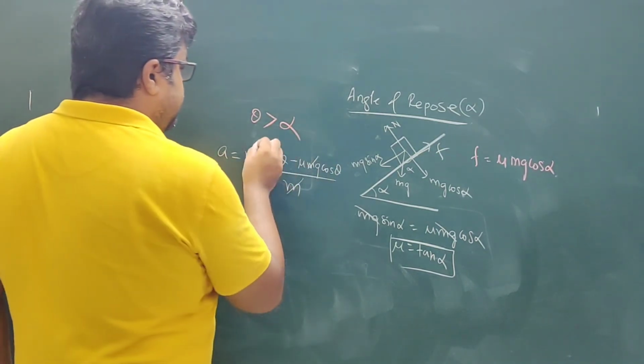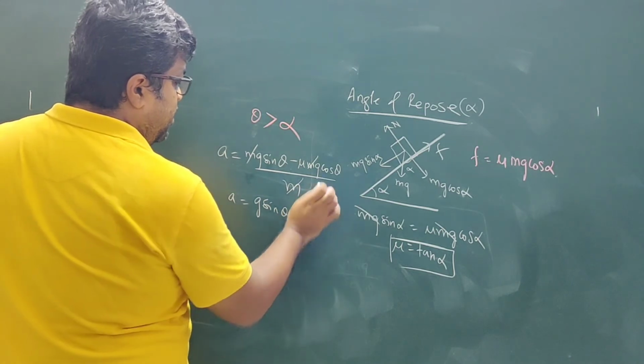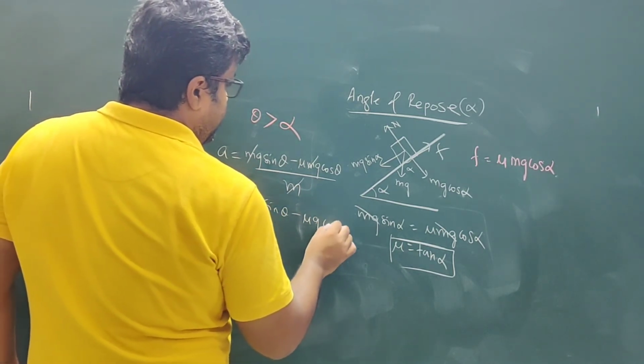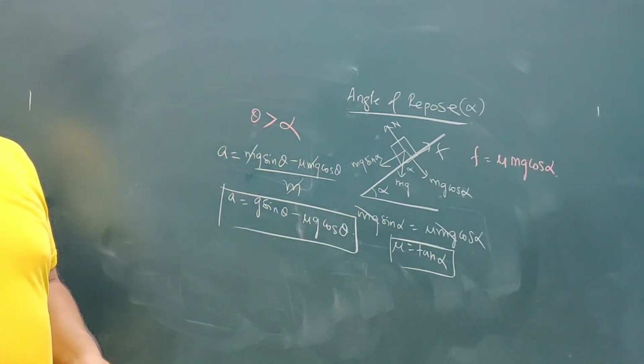So the m cancels. So a is equal to g sin theta minus mu g cos theta. This will be the acceleration of the block down the inclined plane.